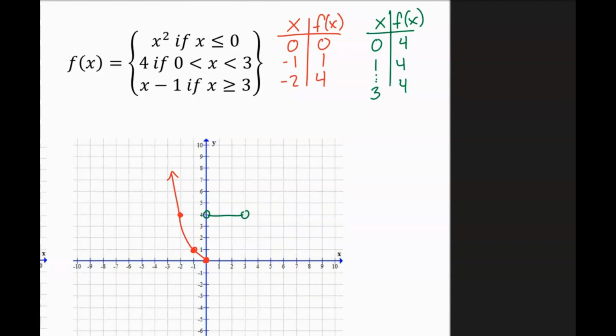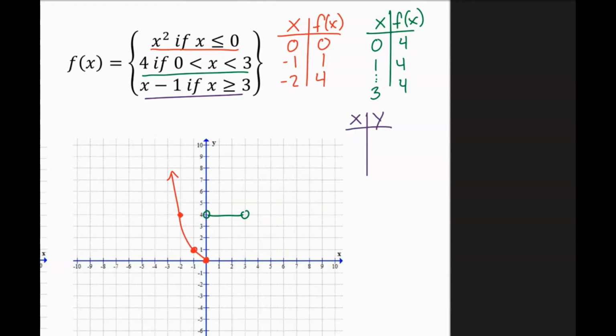Discontinuous, good. And then lastly, our last line. So this was the green one, this was the red one. Now I'll do what, purple? I have x minus 1. So my x minus 1 line goes from 3 upwards, right? X is always greater than or equal to 3.